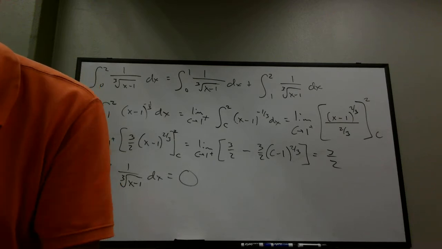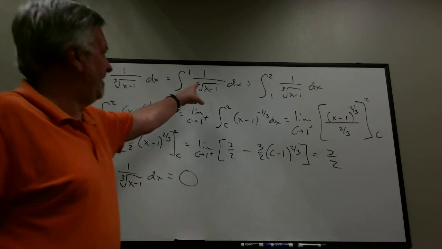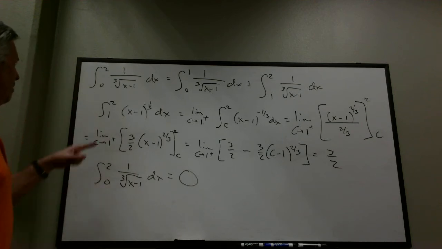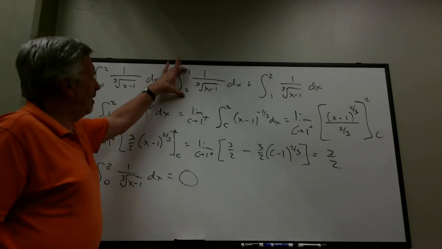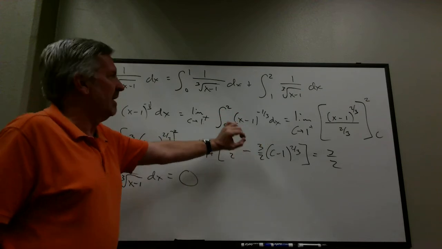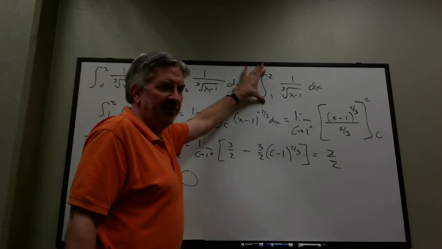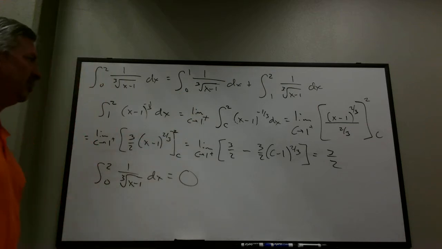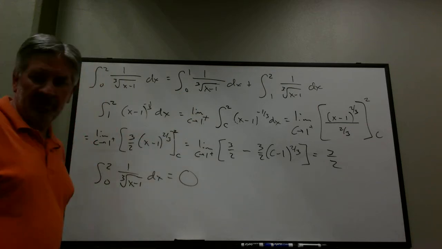Okay. So again, if either one of these had diverged, then my original integral would have diverged. What's irritating is when you work a problem like this, and you work out the first one and you get a number, and then you work out the second one and it diverges, which means you didn't need to do this first one, but you don't know that ahead of time. You just kind of have to work things out. Okay, so that's that one.